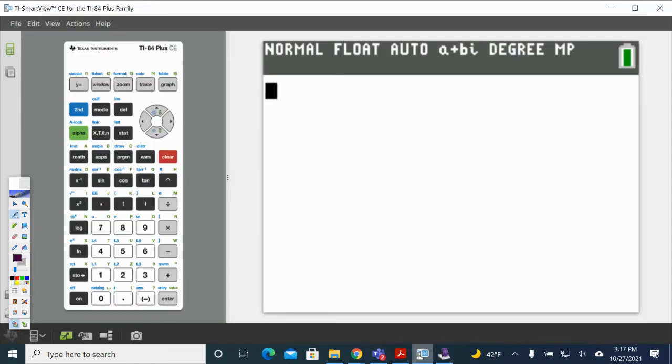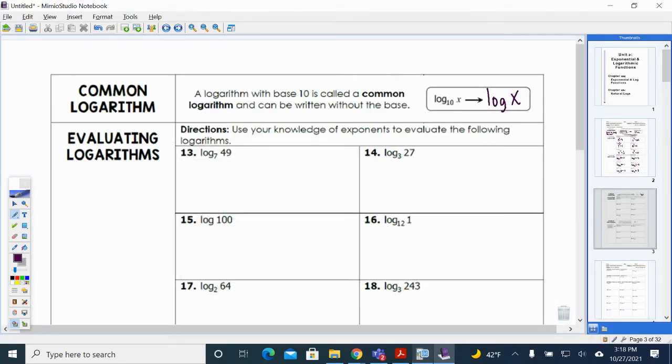And before I move forward, I would like to point out that on your graphing calculator, if you find the number 7 and look to the left, that is your basic log, your common log. So that's where that log on the calculator is the common log. If it has a different base, it's a different spot. So the directions here on evaluating logs is to use your knowledge of exponents to evaluate the following logarithms. So we're going to try to do some of these in our head.